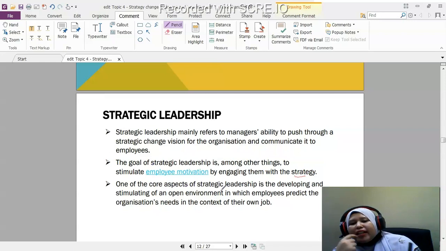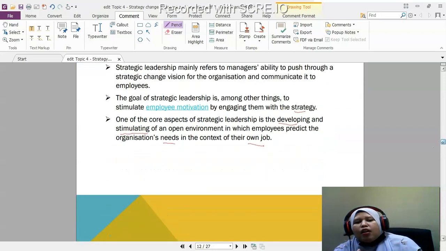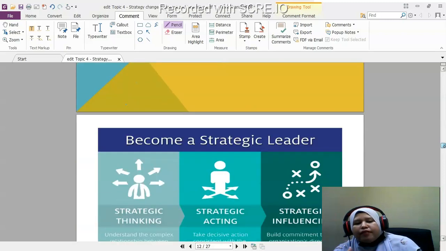One of the core aspects of strategic leadership is developing and stimulating the environment of the organization, which employees predict the organization needs in the context of their own job. Okay, that is the main aspect of strategic leadership that we have.